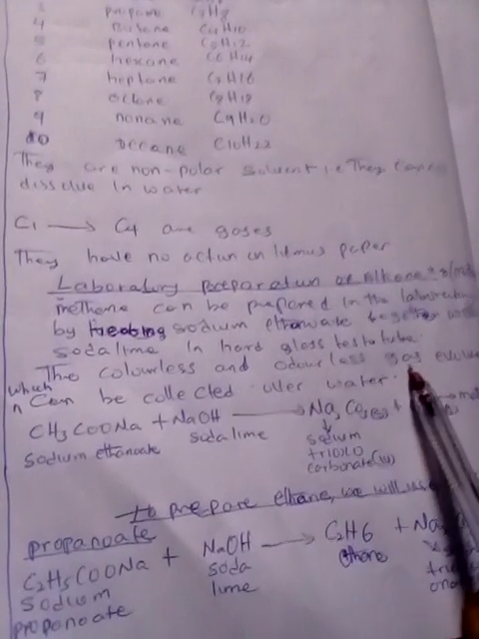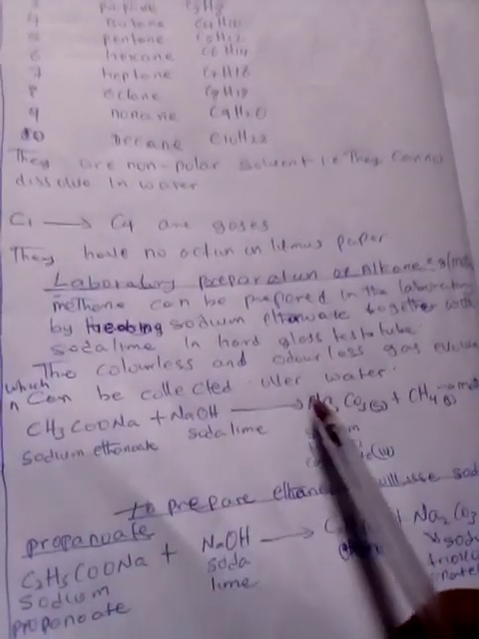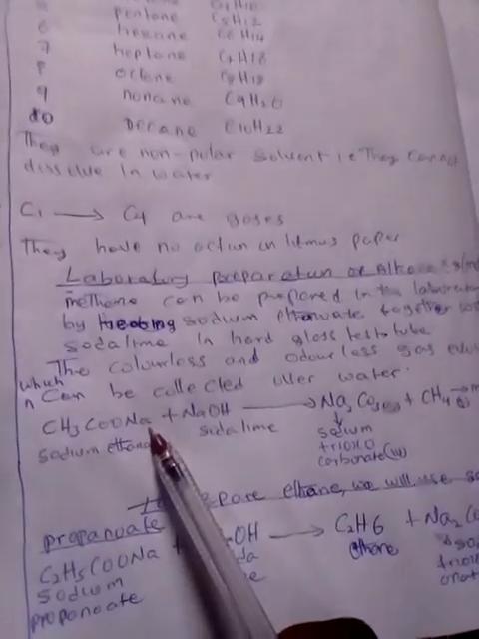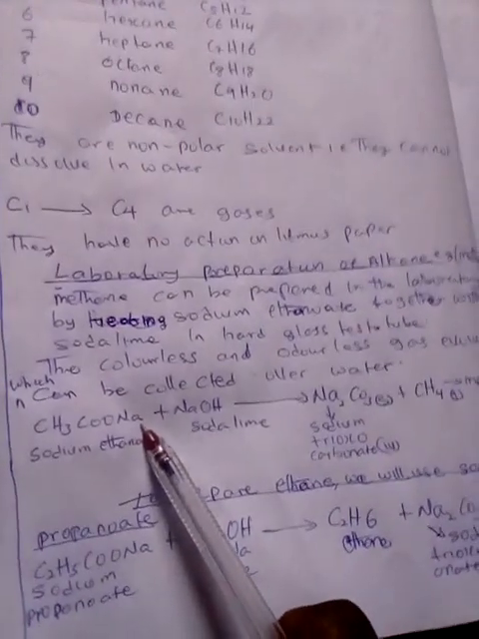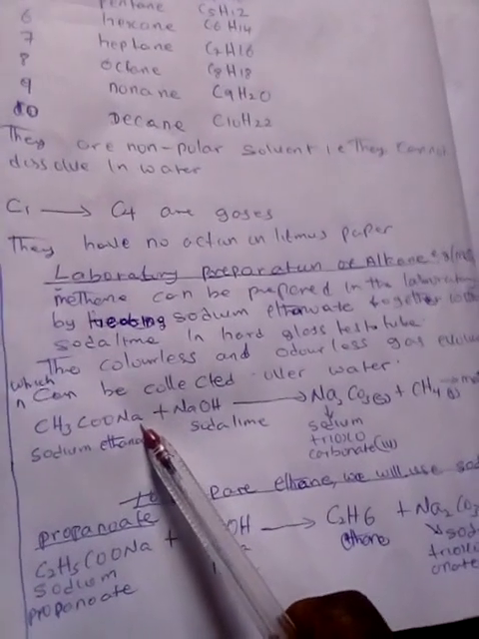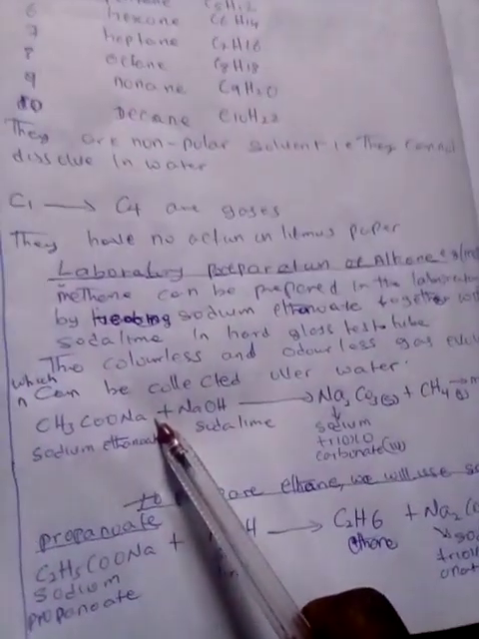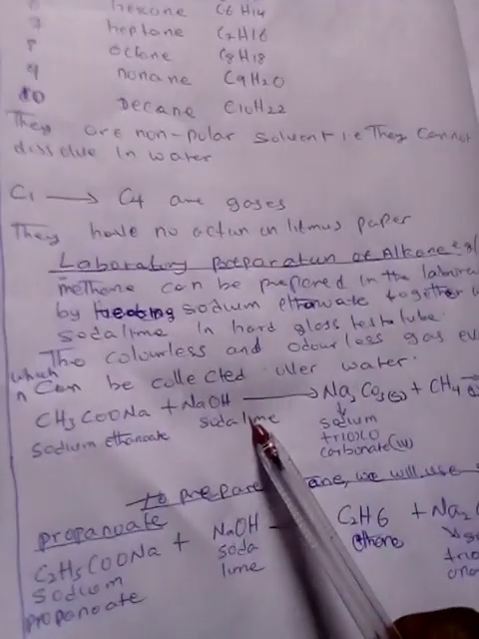At the end of the day, a colorless and odorless gas evolves, which can be collected over water. Can you see the sodium ethanoate? If you remove Na, it will become ethanoate, but because Na is there, we call it sodium ethanoate. Here is our soda lime.